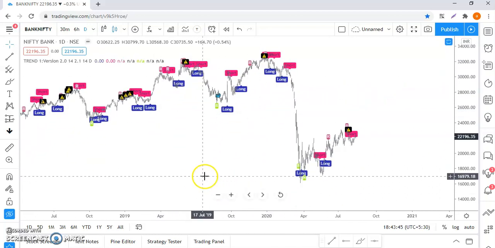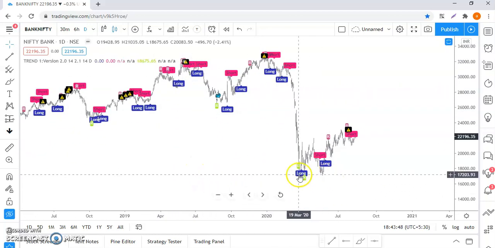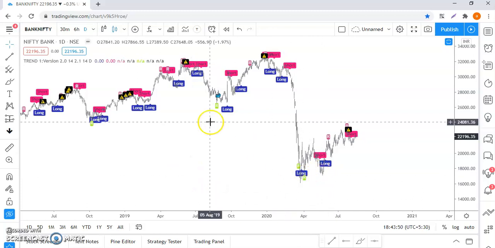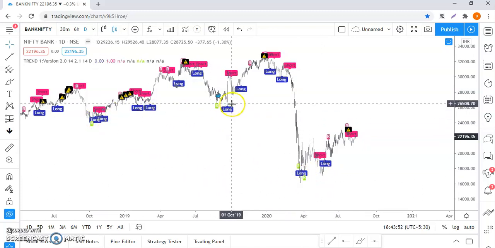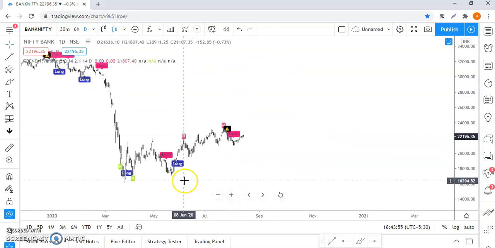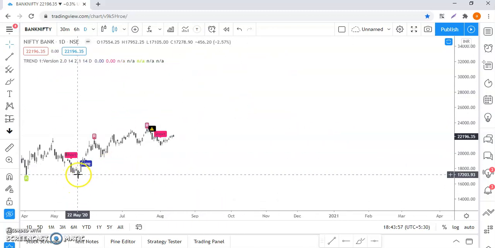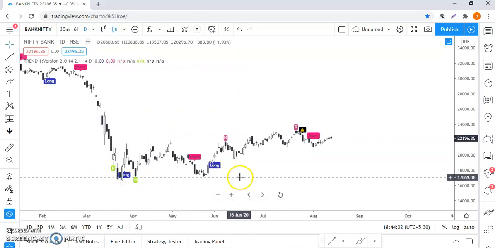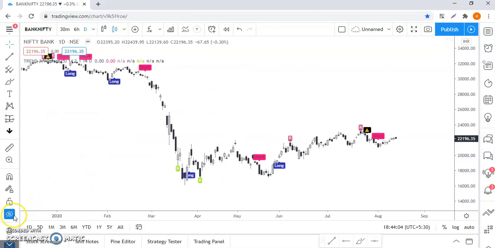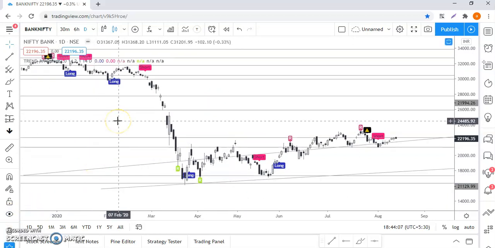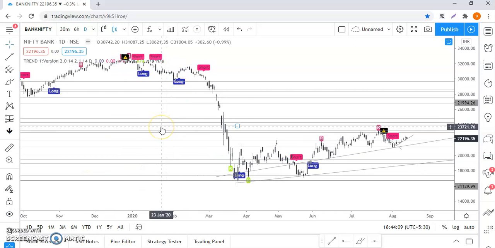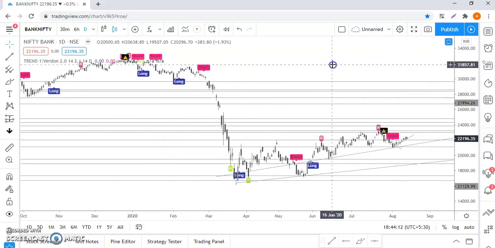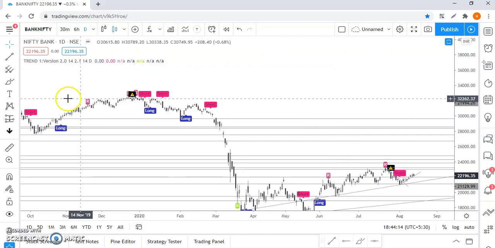We should draw the support and resistance line connecting 2 or 3 wicks. Wick is the term for this portion, the tail of a candle. So you should draw a line like this, and it will look like this. For example, here I have not drawn, so I will draw a resistance line here so that it covers the wick.